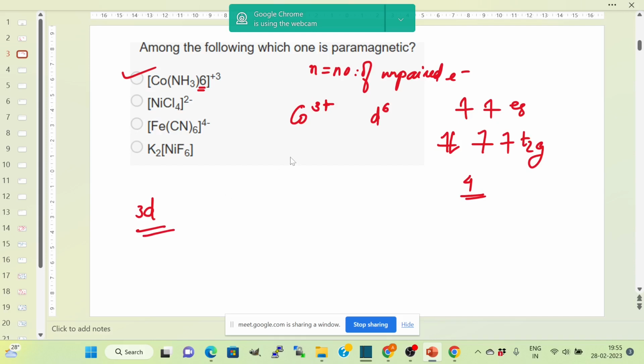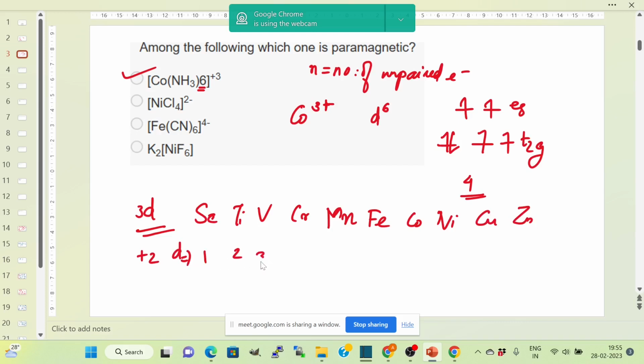So you need to either learn it somehow, or I had given a simple thing where I'll just write the 3D elements: scandium, titanium, vanadium, chromium, manganese, iron, cobalt, nickel, copper, and zinc. In their plus 2 state, the number of d electrons will be 1, 2, 3, 4, 5, 6, 7, 8, 9, 10.